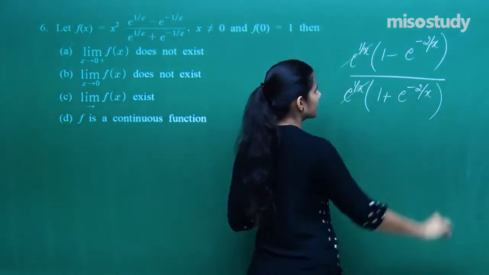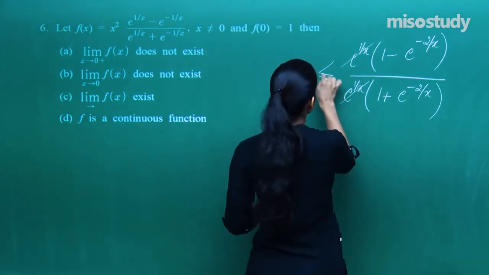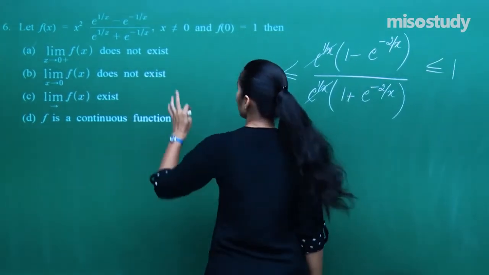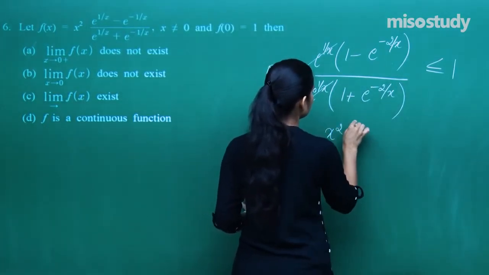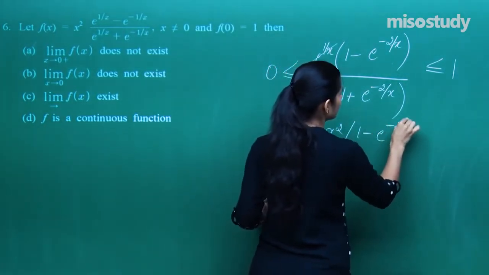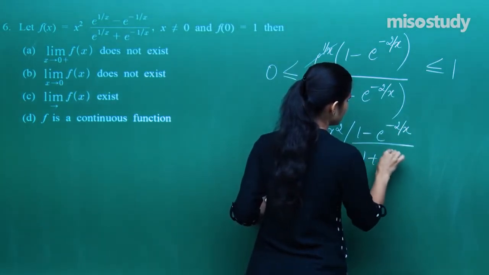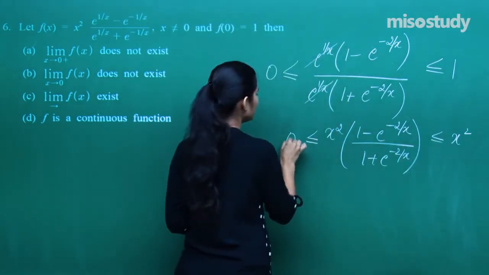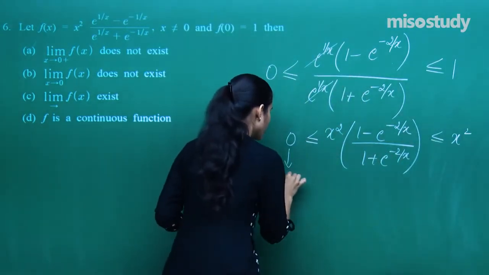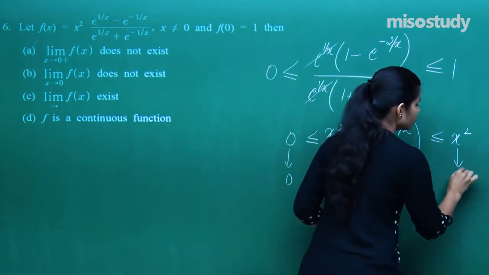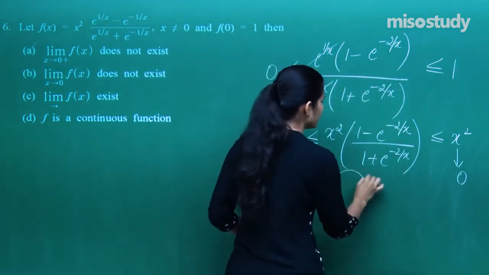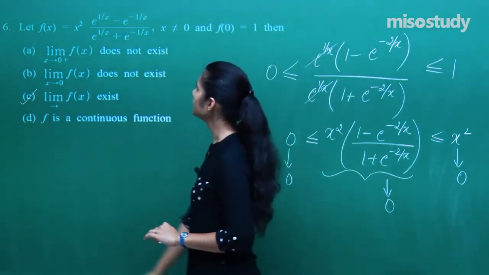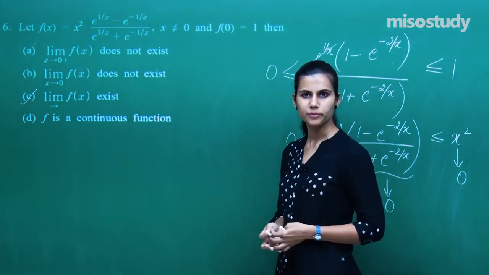These are non-zero expressions, I can cancel them. I know this is always greater than or equal to 0 and less than or equal to 1. Now x square is multiplied, so x square multiplied by this is less than or equal to x square and greater than or equal to 0 into x square. This approaches 0. I know x square approaches 0 as x approaches 0. Again, by sandwich theorem, this approaches 0. So, yes, the limit definitely exists and it is equal to 0.